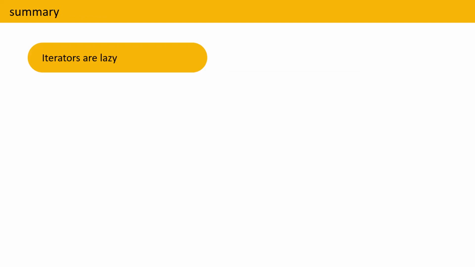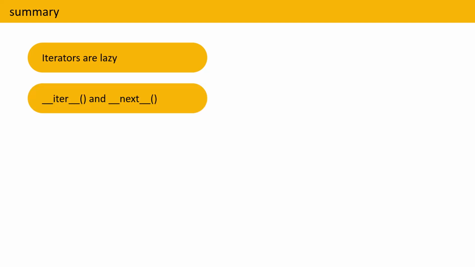To summarize, iterators are lazy. They process data bit by bit and only when next is called. This enables the processing of data too big to fit in memory and also allows the construction of efficient data processing pipelines by chaining of iterators. Iterators are simply classes that have an iter and a next method. They can be infinite, such as enumerate for instance, but usually raise a stop iteration exception to terminate the iteration at some point.